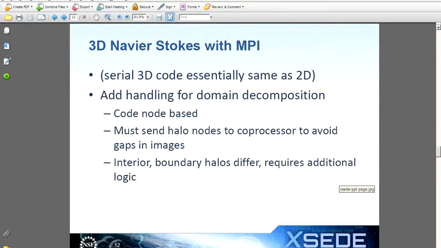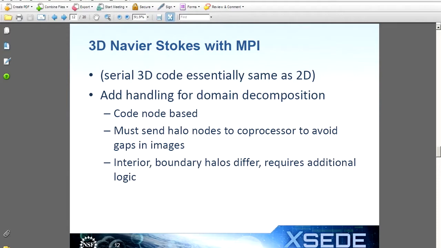All right, so then we moved on to the 3D problem. If it's 3D on a single node, its code is essentially the same as the 2D. You don't really have to make any changes. But as soon as you move to multiple nodes, you have to handle the domain decomposition.